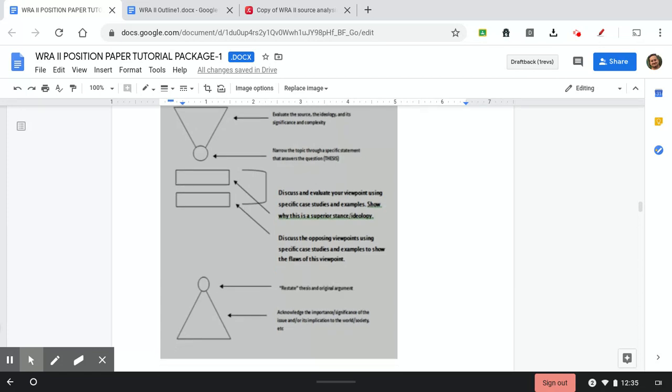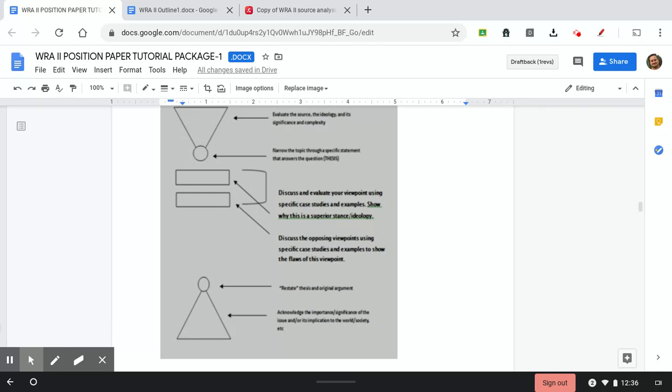The next section here, we see the two rectangles. These are your two body paragraphs. Each one of these paragraphs should be about a page. I would say two-thirds of a page would be your minimum. It also does not need to go over a page, but that's your guideline. In here, you are discussing and evaluating your viewpoint by using specific case studies and examples. So you are showing why this is a superior stance and ideology. Discuss the opposing viewpoints using specific case studies and examples to show the flaws of this viewpoint. You do the exact same thing for both body paragraphs.